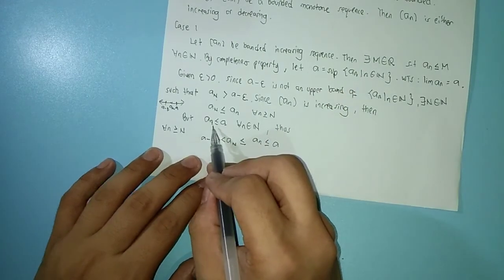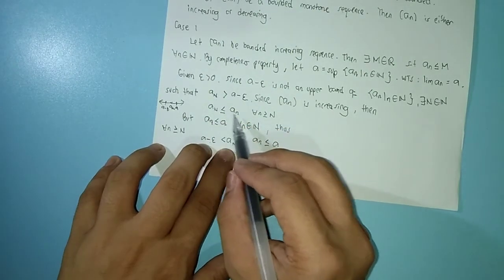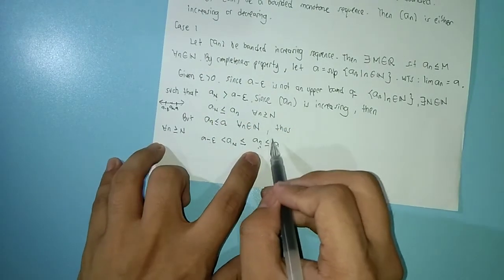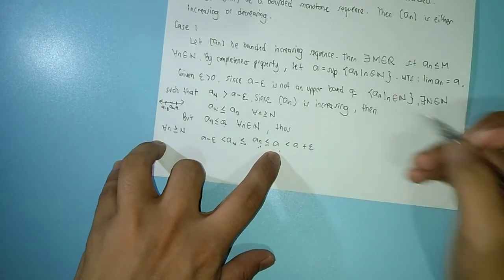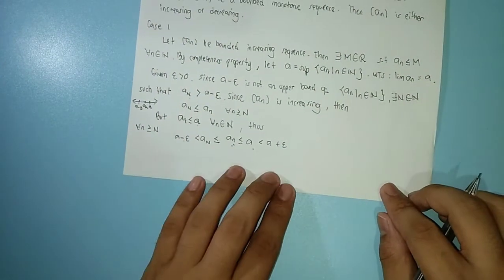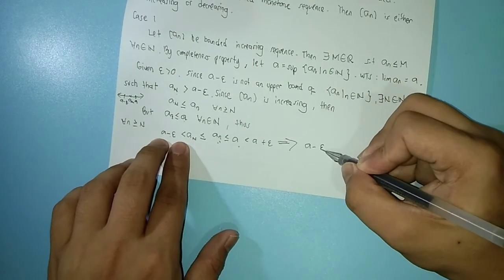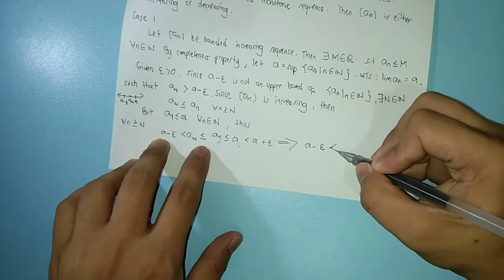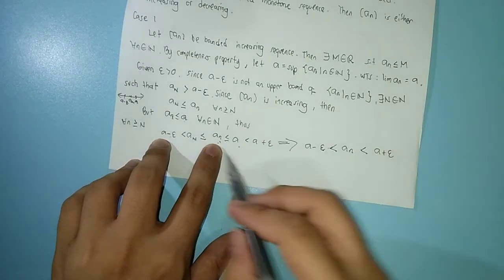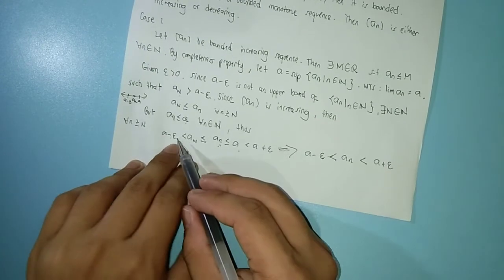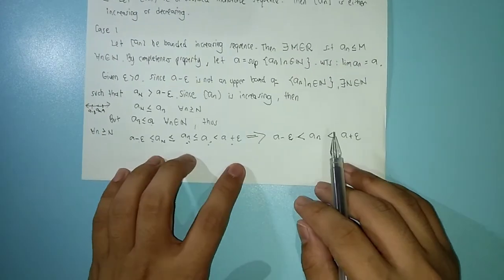At itong a sub n na to ay less than or equal sa A. So, sundan nyo: A minus epsilon less than a sub N. Tapos yung a sub N less than or equal sa a sub n. Tapos yung a sub n less than or equal sa A. At sigurado tayo na ito ay less than A plus epsilon. Okay. And this implies A minus epsilon less than a sub n less than A plus epsilon.